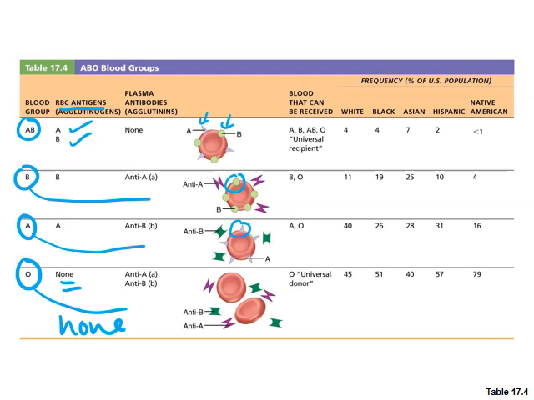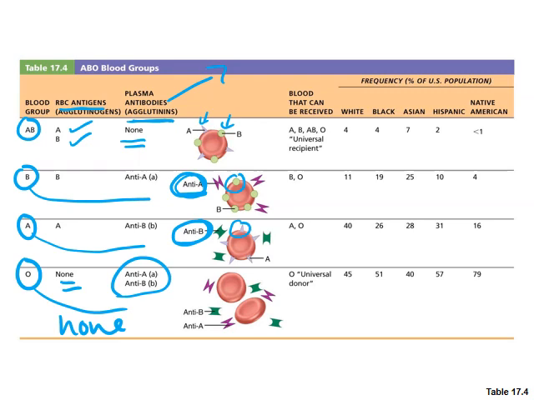So then the other part that they talked about was, what are the antibodies that you make against other blood types? So those are called agglutinins. So agglutinins are the antibodies. So if you're blood type B, you make anti-A's. If you're blood type A, you make anti-B's. If you're O, you make anti-A's and B's, and if you're AB, you make none.